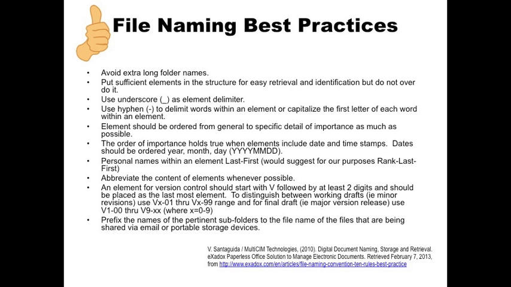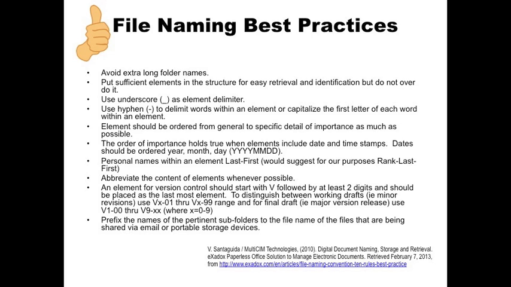Here's a list of file naming best practices. Try to avoid extra long file names. You need to put enough elements, enough detail in the file name to allow for the user to know what's in it before they have to open it. Be very careful to be web friendly. Don't add spaces. Try to separate the elements with a delimiter such as an underscore.